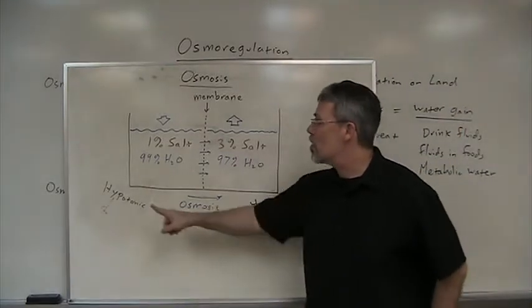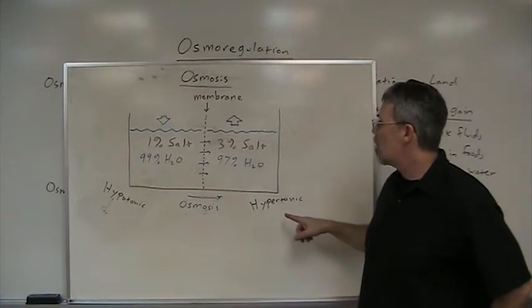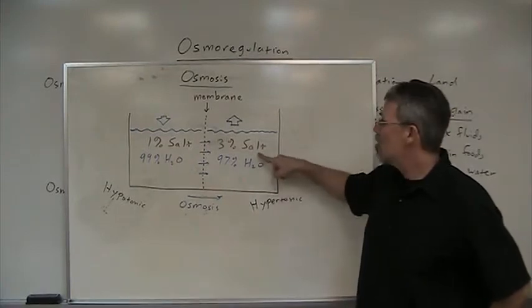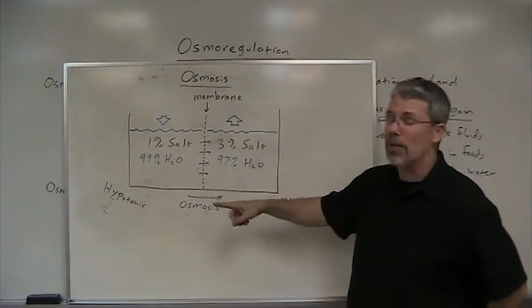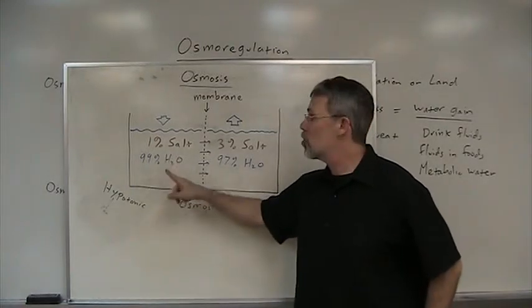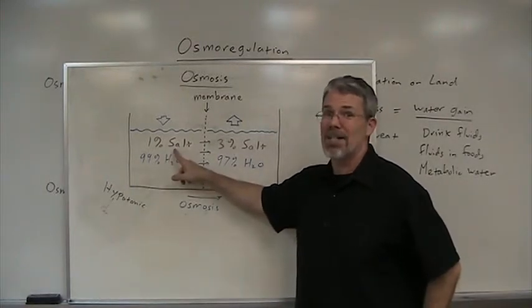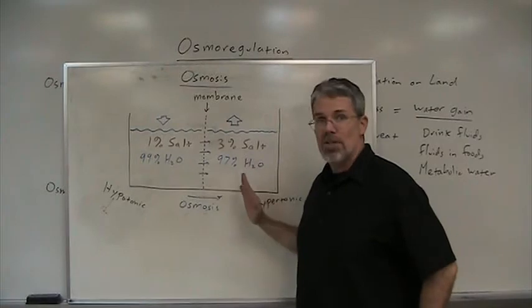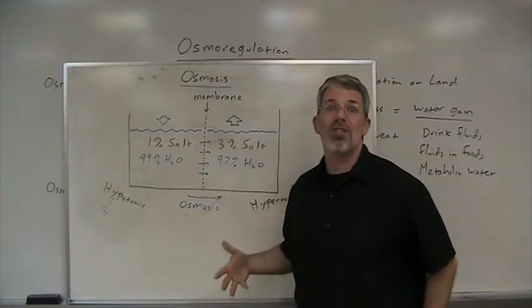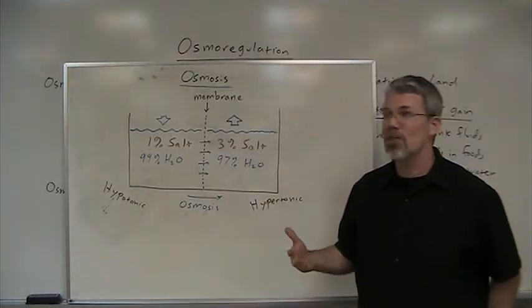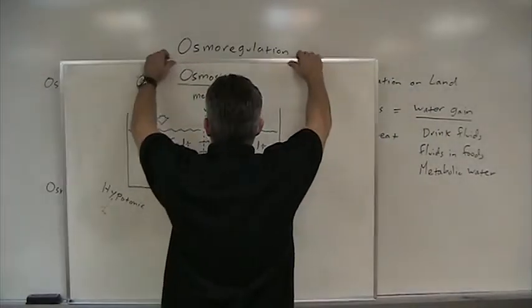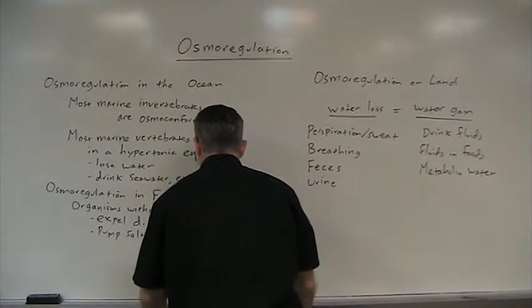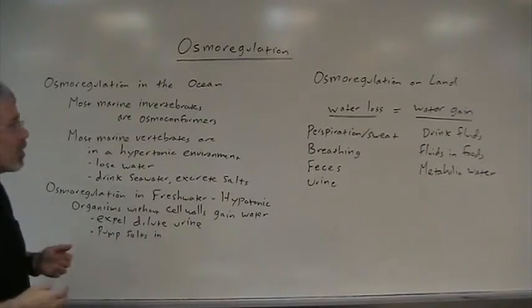But remember the terms: hypotonic, hypertonic. A hypertonic solution has more solutes than another. A hypotonic solution has less solutes than another. If the salt concentration or solute concentration is the same, then they are both referred to as isotonic. So organisms have to deal with this.